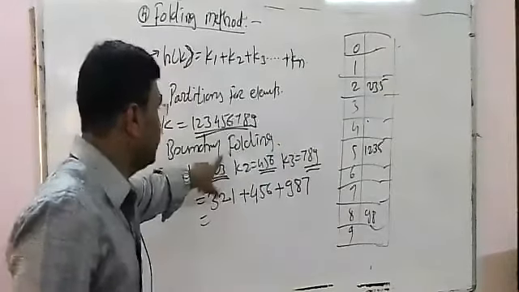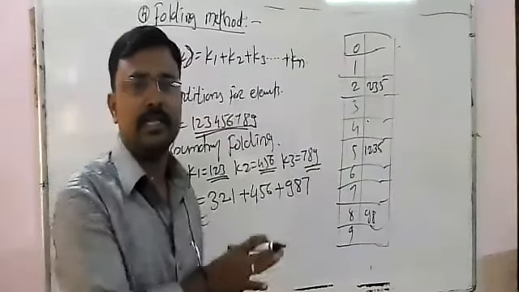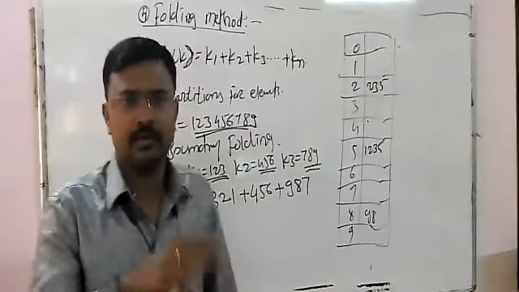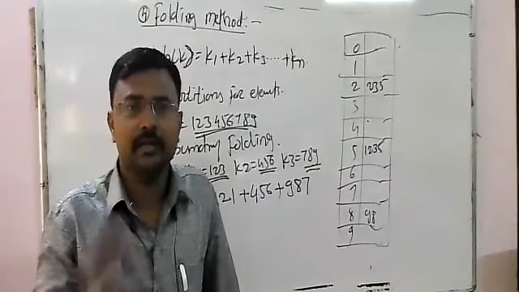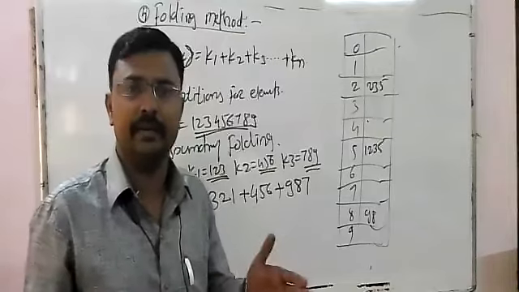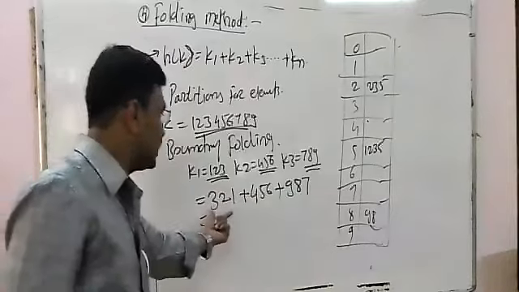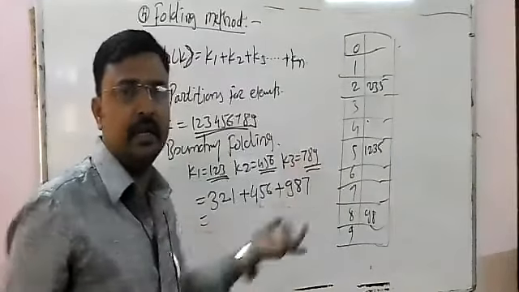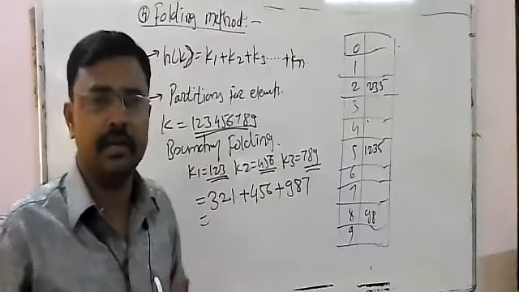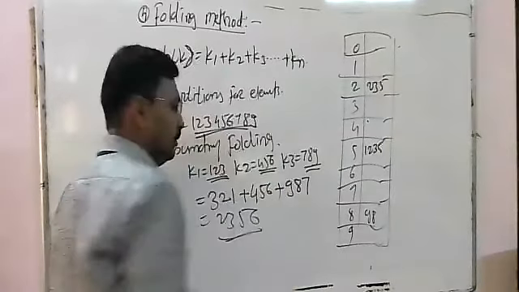So in boundary folding, boundary means the keys that are present at the end, either first or last. So whatever the first key and the last key, you just reverse those keys and add all the keys. Whatever the final value, suppose the final value is like this: 2 3 5 6.